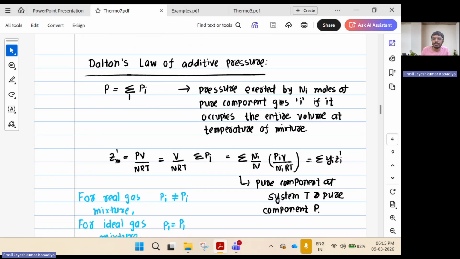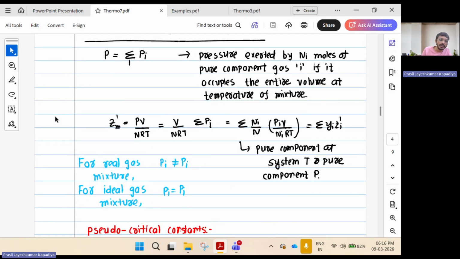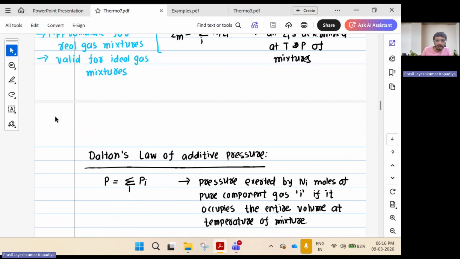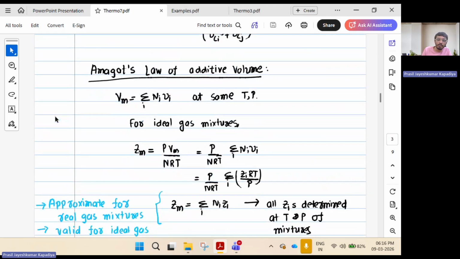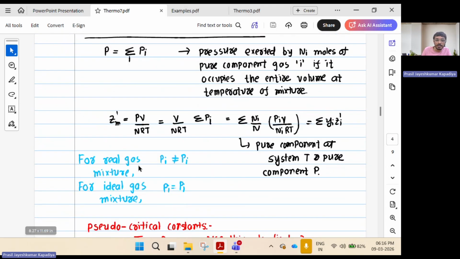Based on that, if we know the particular pure component gas, if it occupied the entire volume at the same temperature of the mixture. Okay, so that's how we can use Dalton's law of additive pressure, and this is also similar to this volume additive law by Amagat. This also holds true for ideal gas mixture, but it may not hold true for real gas mixture.